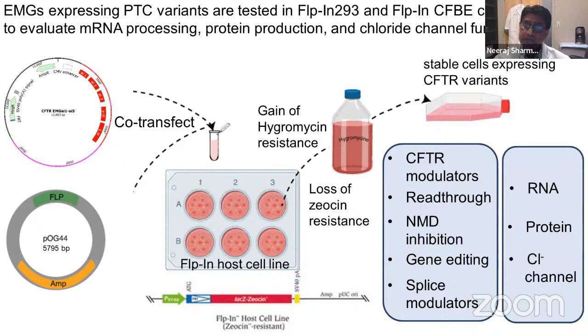The outcome variables here could be RNA that you could do by simple conventional RT-PCRs. You can do bulk RNA sequencing. You can study protein by Western blot and measure chloride channel function.